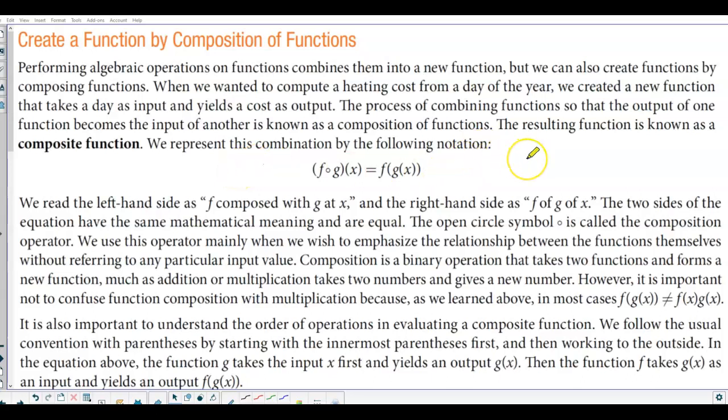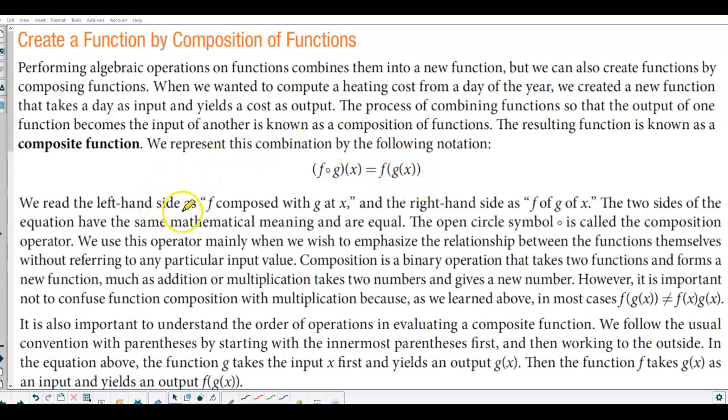The process of combining functions so that the output of one function becomes the input of another is known as a composition of functions. The resulting function is known as a composite function. We represent this combination by the following notation. So you have f, this open circle is called composite. You would say f composite g of x, which is the same thing as f of g of x.